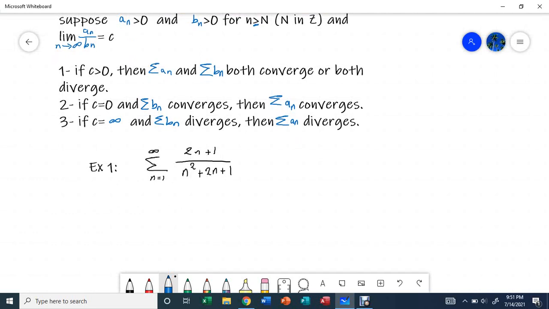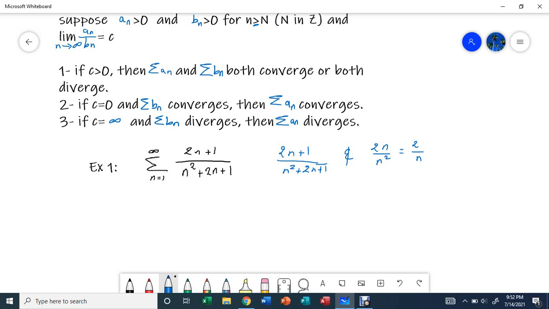So first, note that as n goes to infinity, these two functions, (2n plus 1) over (n squared plus 2n plus 1) and 2n over n squared, which is going to be 2 over n, behave the same way as n goes to infinity.